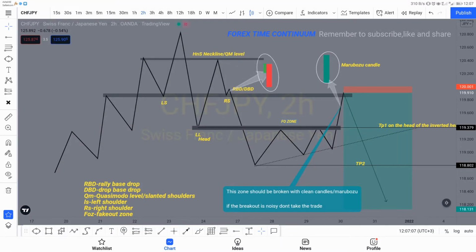Hi guys, today I'm gonna talk about a high probability sell setup. Like yesterday we had a buy setup, high probability one. Now I'm gonna talk about the sell setup of the same. So as you can see, I told you guys about head and shoulder pattern. So in this scenario, the head and shoulder pattern is inverted.